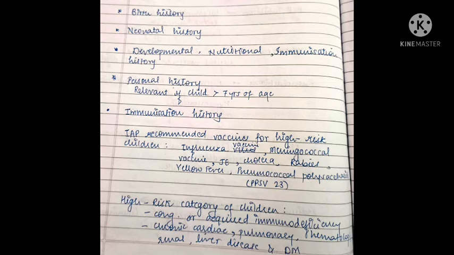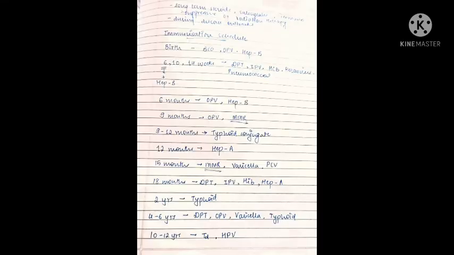Developmental history. In developmental history, we'll have to write about the milestones. I've made another video on developmental milestones, so please go refer to that. Next, nutritional history. In nutritional history, we write the nutrition of the baby, if he is feeding, the frequency of feeding, if he is also having any prelacteal feeding, the details of that. Immunization history, we write about the immunization status of the baby. I've put up the immunization chart along with doses.